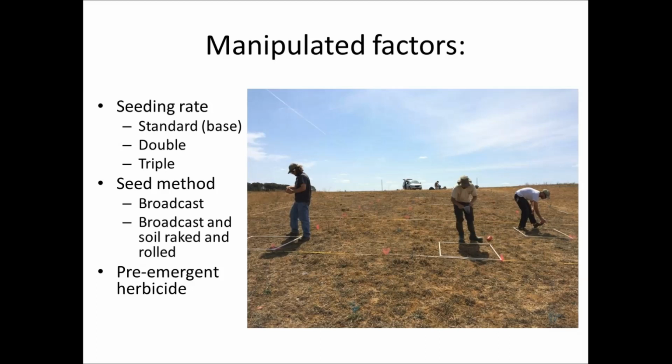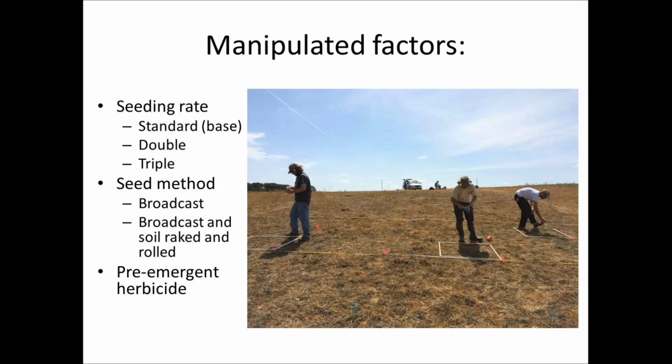For example, we can broadcast directly onto the ground with no preparation, or we will manipulate the soil surface. We'll scarify it, we'll rake it, and also roll it. We can also use a pre-emergent herbicide, and our approach there is to apply a pre-emergent herbicide several months before seeding so that its half-life, if you will, starts to deteriorate before seeding happens. So in this climate here in the Pacific Northwest, that means spraying in May or June, and then seeding in September, October.